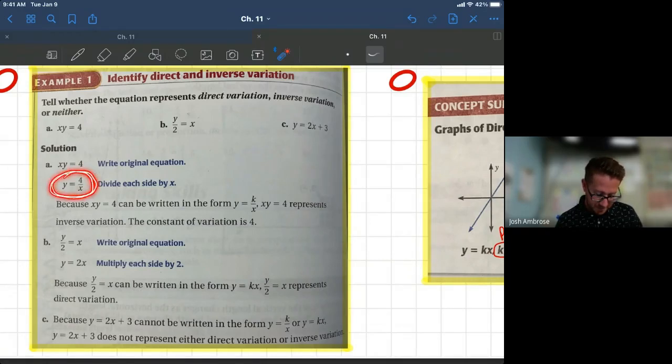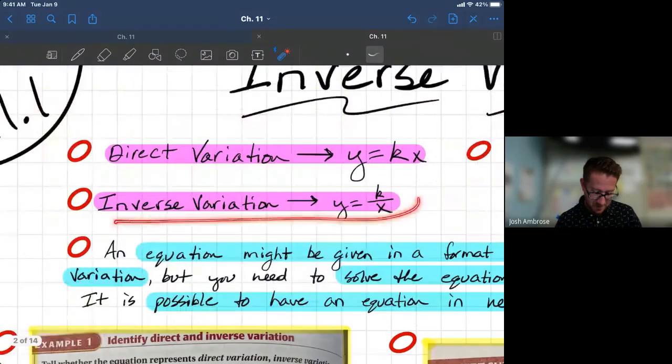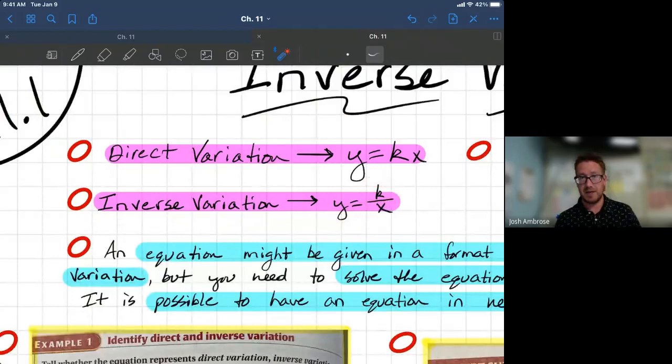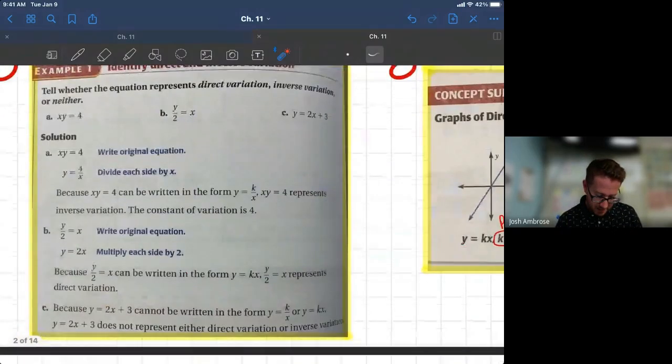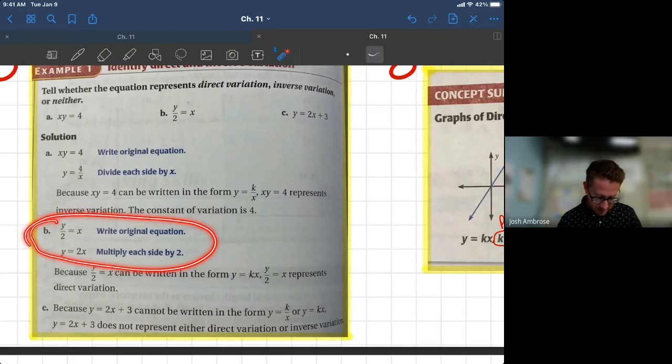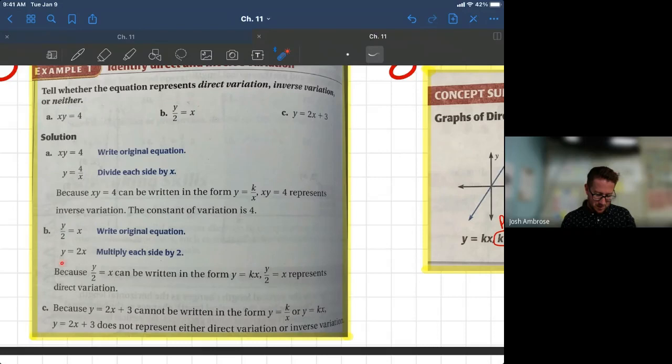When you do that, this is what you're left with. y equals 4 over x. And that is in the inverse variation format right there. Inverse variation, meaning that k is a number, but y and x, in this case, are just those variables in the equation. All right, let's take a look at part B. Notice again, y is not alone. It's not by itself. So let's look down here where we see this one being worked on. How do we get rid of that 2? Well, you have to multiply both sides by 2. That's how we get 2x over here. y is now by itself. And this, y equals 2x, represents direct variation. y equals kx is the direct variation format right there. So this is direct. So that one works out.